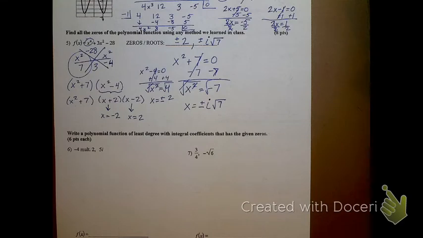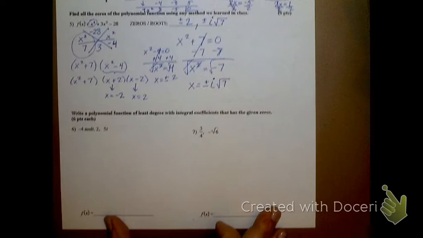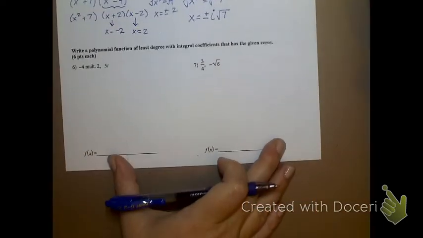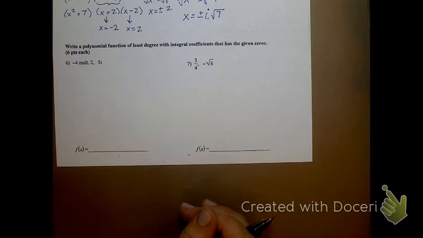Questions there? All right, last two problems. Write a polynomial function of least degree with integral coefficients that has the given zeros.